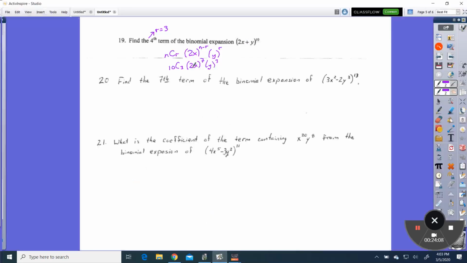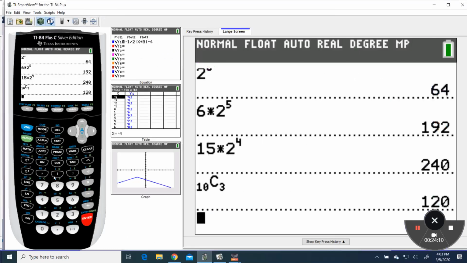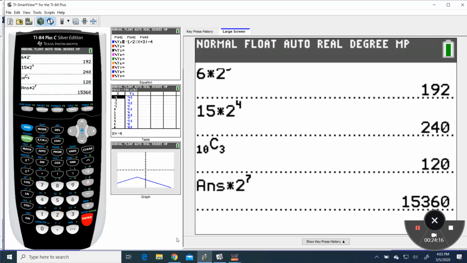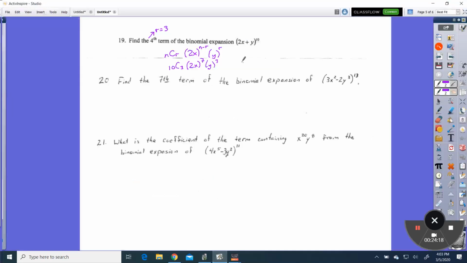So really it's 120 times 2 to the 7th. So times that to 2 to the 7th, I get 15,360. So 15,360, x to the 7th, y to the 3rd is that answer. Okay. The next one says find the 7th term, which means r equals 6.